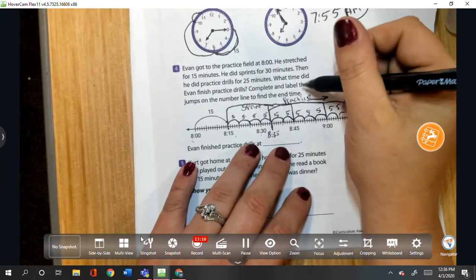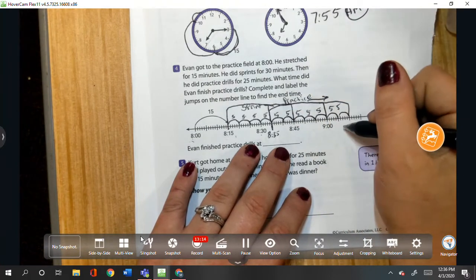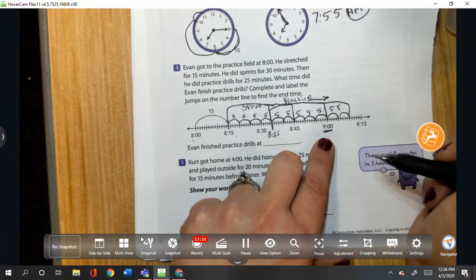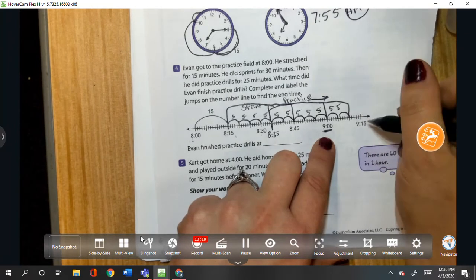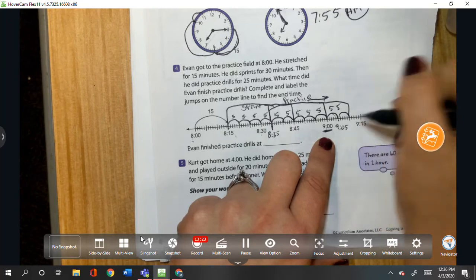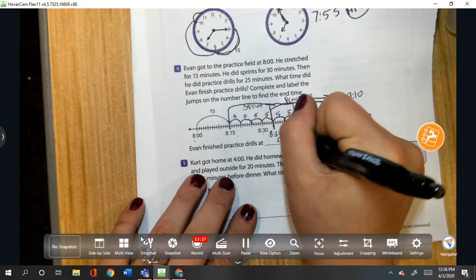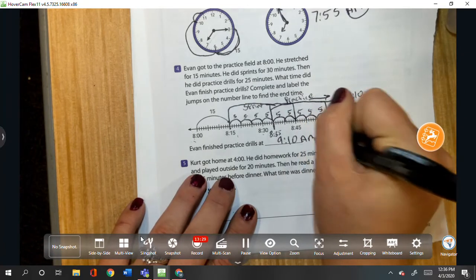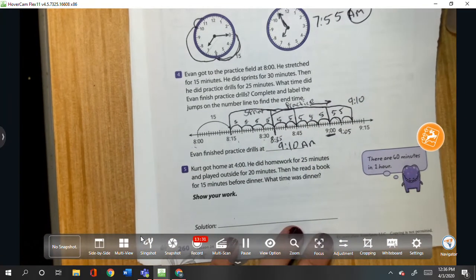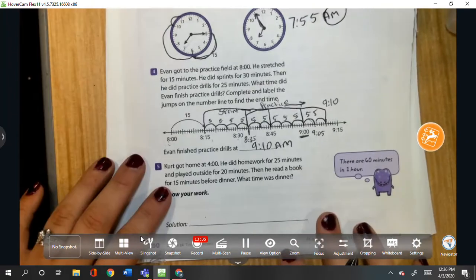Then he did 5 minutes. Okay, what time did Evan finish the practice drills? Complete and label. Well, here we are at 9 a.m. We have 9. This would be 9:05, and this would be 9:10. So he finished drills at 9:10 in the morning. Oops, there it goes. All right, I kind of messed that up.